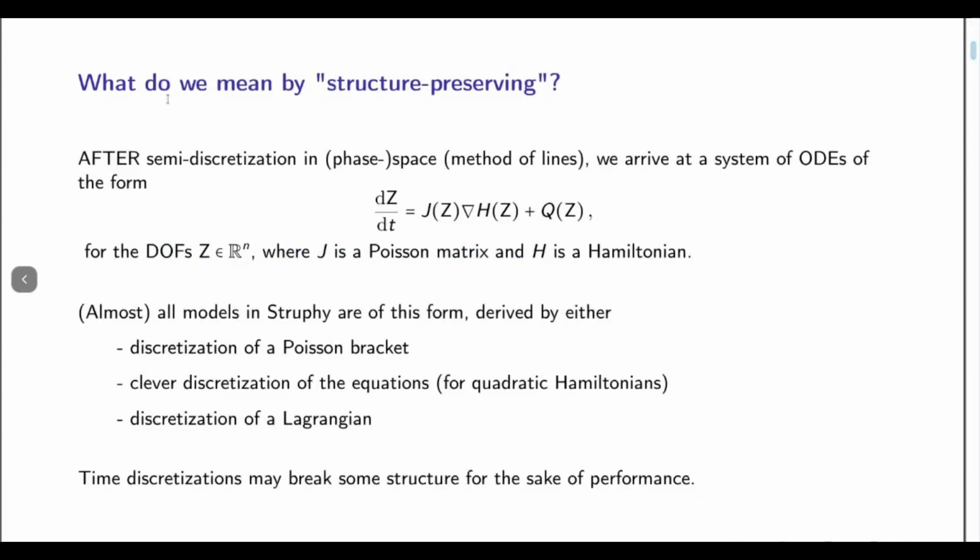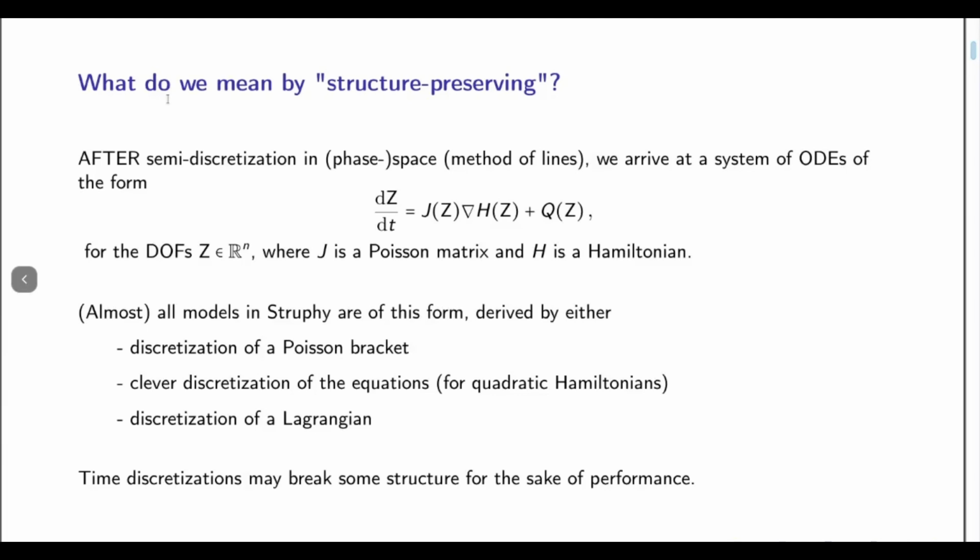So what do we mean by structure preserving? This relates to the numerical methods or algorithms that we use within Struphy. In essence, after semi-discretization in space, where time is still continuous, we should arrive at a system of ordinary differential equations that has a sort of Hamiltonian form. Here, Z are the degrees of freedom, which can be very many. Think of them as finite element coefficients, particles, that sort of thing. J is a Poisson matrix, so an antisymmetric matrix satisfying the Jacobi identity, and H is the Hamiltonian of the system.